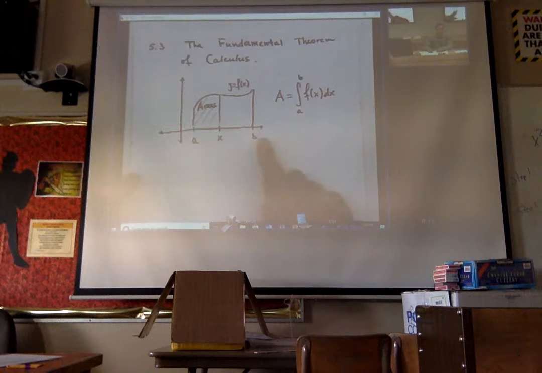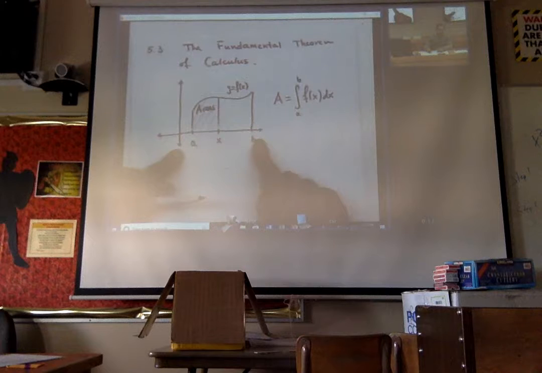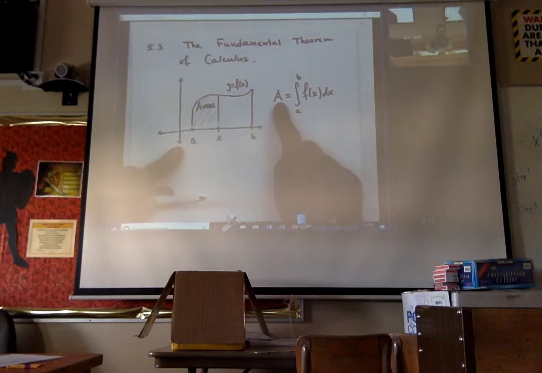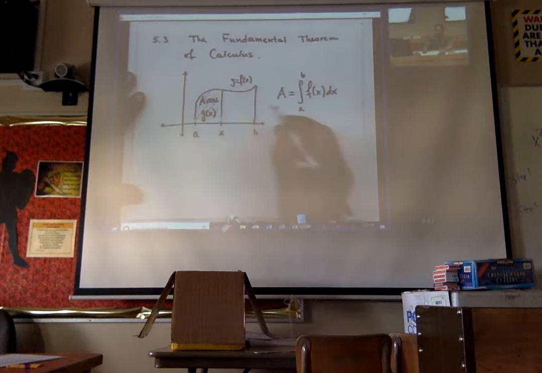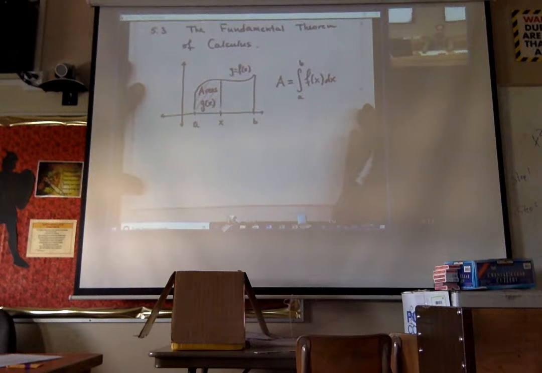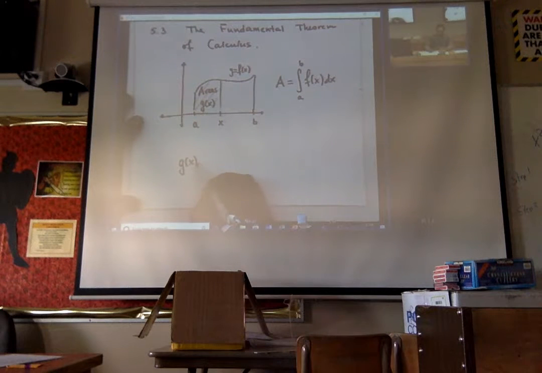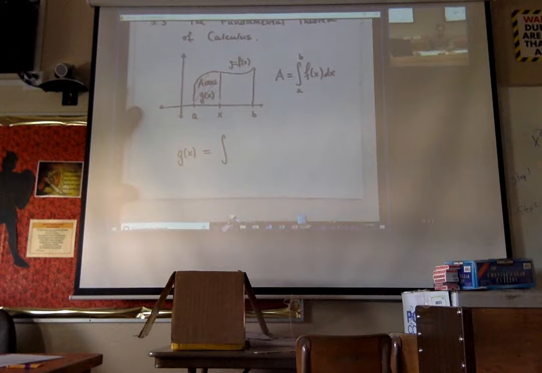A and b are numbers, okay? So what we create here is a function, which is g of x, for example. And this g of x is, again, the area, but not a number. It's a function. So what is g of x? G of x actually is the integral. Again, don't forget, integral describes the area. From a to what? X.